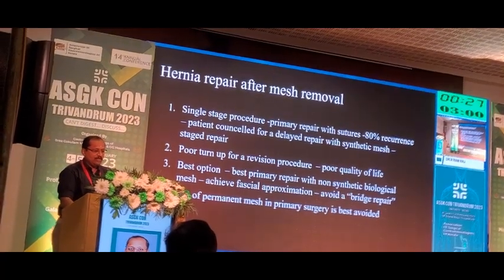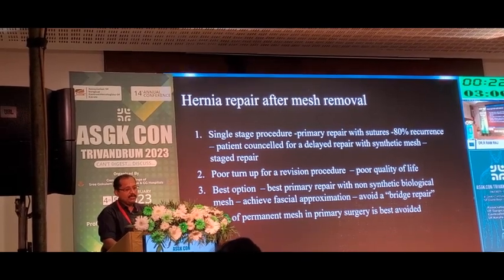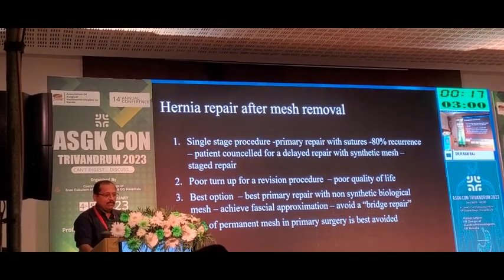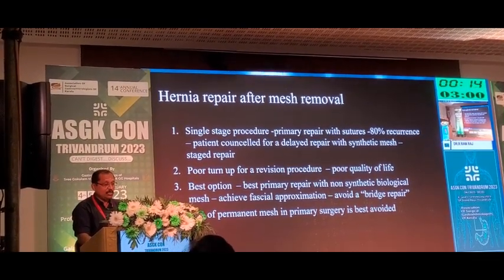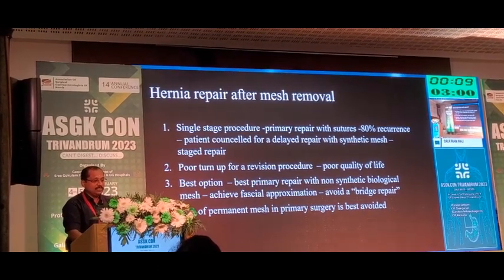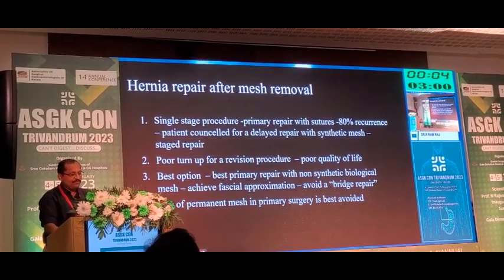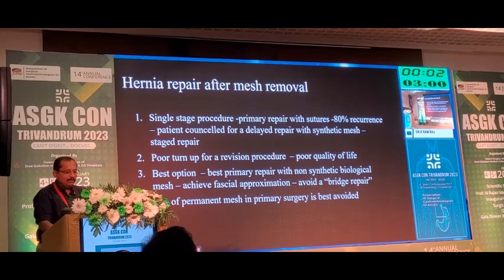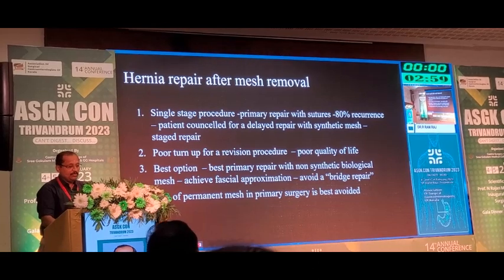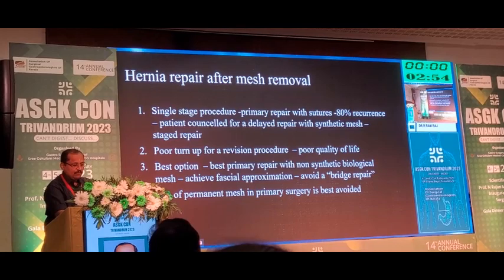Hernia repair after mesh removal has been a concern, and people have attempted different types of repairs. A single stage procedure, where you go ahead with a primary repair with a suture, has documented almost 80% recurrence of hernia, and the patient has to be counseled for a subsequent procedure. But most patients have a poor turn-up and continue to live with a poor quality of life. The best option therefore would be a primary repair itself, whenever possible, to achieve a fascial closure and avoid a bridge repair. The use of permanent mesh in the primary explantation is best avoided.